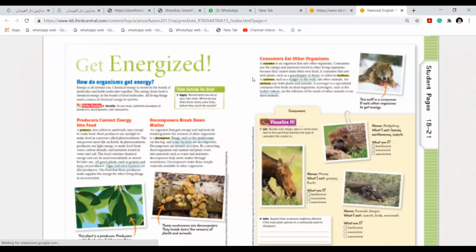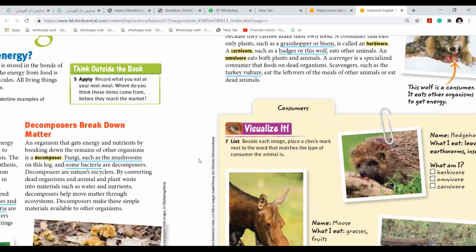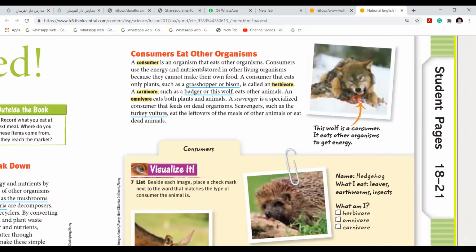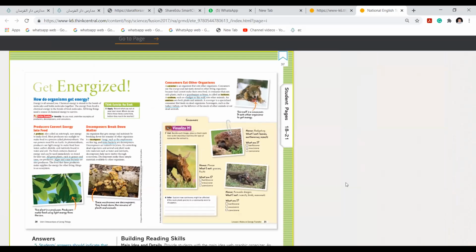Again, girls, producers are also called autotrophs. They make their own food. Decomposers such as fungi break down the remains of other organisms. Consumers eat other organisms. Herbivores eat only plants. Carnivores eat other animals. Omnivores eat both plants and animals. Scavengers are special, they eat only dead animals.